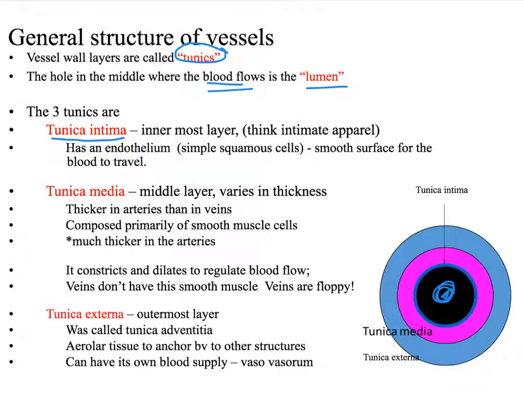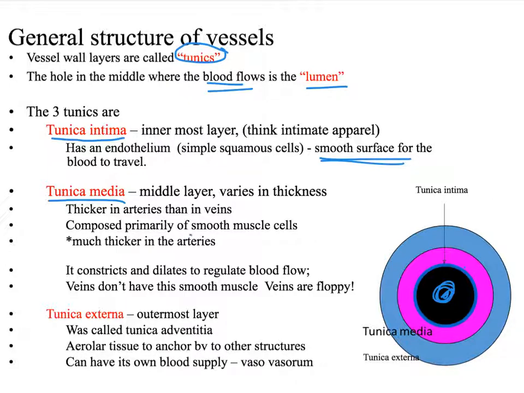Its endothelium is made of simple squamous cells. So it's very thin, and they're touching. What it's doing is making a very smooth surface for the blood to flow over. It's just going to flow right over top of it. Now the tunica media is the middle layer, and that varies in thickness depending on whether it's an artery or a vein.